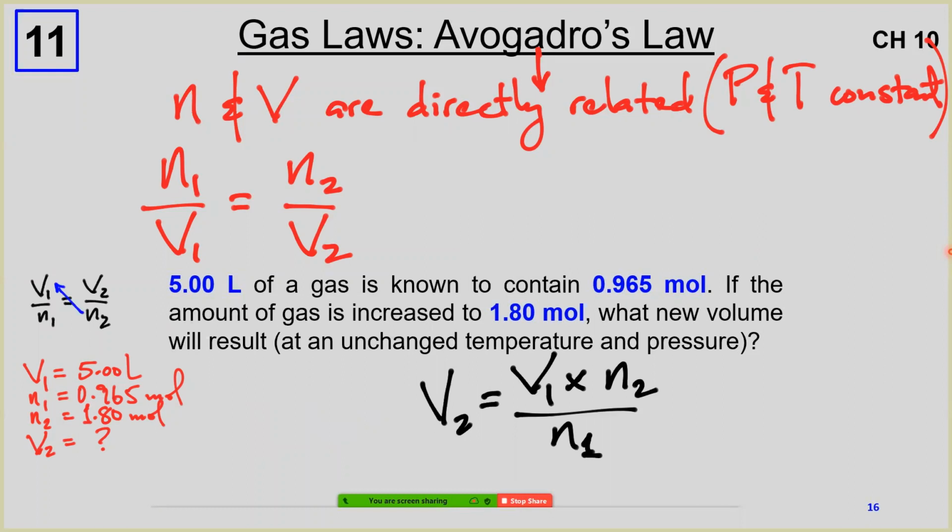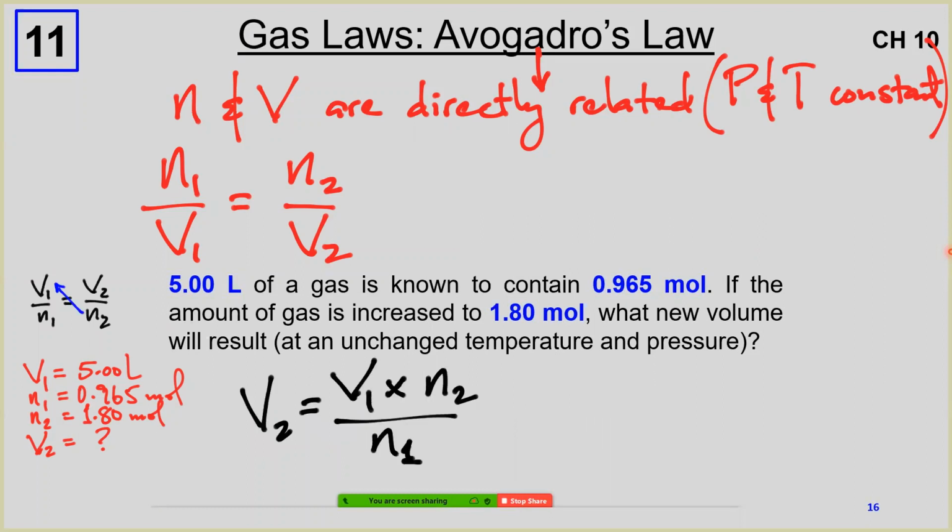Professor, I have a question. Sure, go ahead. I'm just a bit confused. Earlier you wrote N1 over V1 equals N2 over V2, and then switched the signs. Can you explain why you did that again? Why did I flip them? Yes. Why did you flip them? It just makes the math a little bit easier to work. So I just took the reciprocal here.